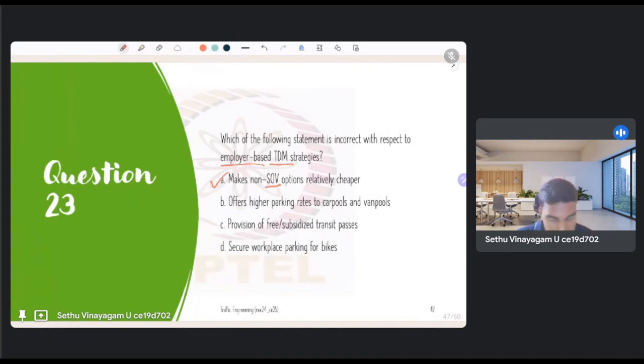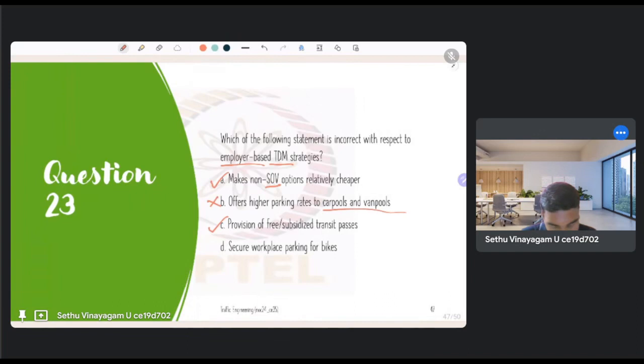B, offer higher parking rates to carpools and van pools. So what does this do? When carpools and van pools have a higher parking rate, that will disincentivize people from using those options, right? Which means they will go back to single occupant vehicles, which is not what we want. So B is not a right strategy. C, provision of free or subsidized transit passes. This is good because it will make people choose the transit options, because it makes them more attractive as the cost of using them is going to come down.